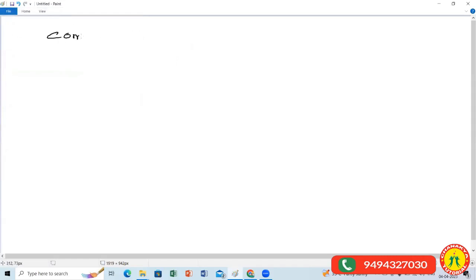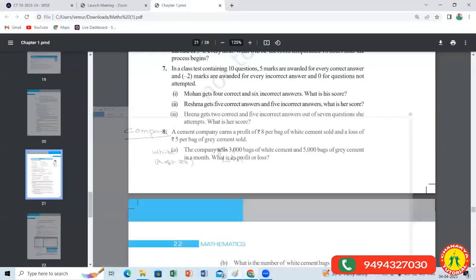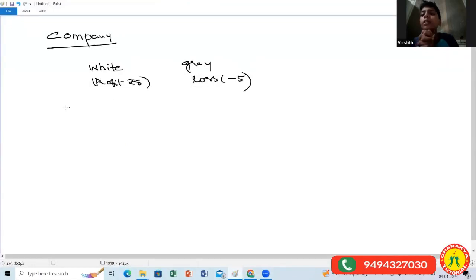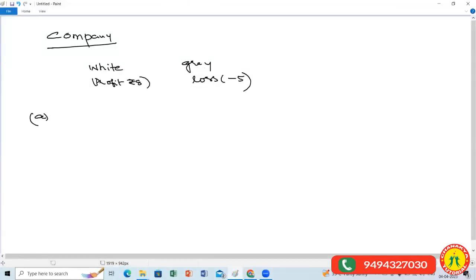Company is selling 2 types of bags, children: white color cement bags and gray color cement bags. Here the profit it is getting is rupees 8 per bag. Here, how much loss is it getting? Loss of rupees 5 per bag. So minus 5. And a company, what is the first condition?